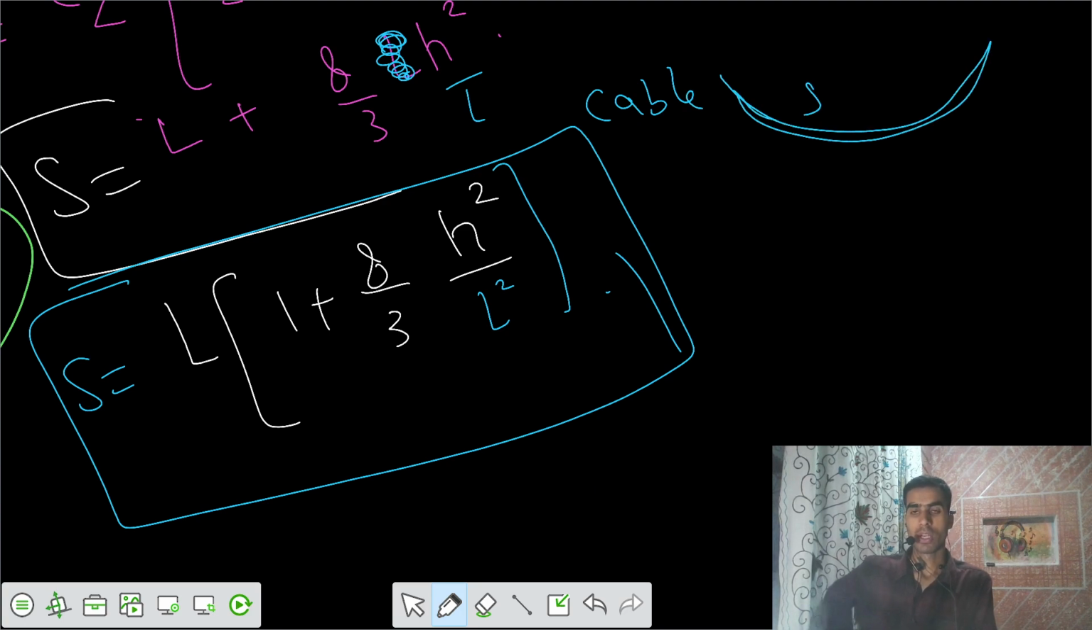This is the case for a symmetric cable when the load is on the horizontal, and the two supports are at the same level, such that the profile developed is symmetric with respect to the midspan. This is the length of the cable. You can't use this equation for the unsymmetric cable. There we have one more procedure for getting the total length of the cable. We'll take one problem for that also. So S is equal to L times 1 plus 8 by 3 h square by L square.